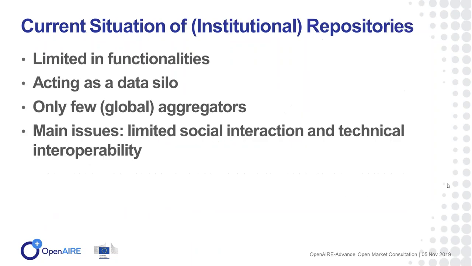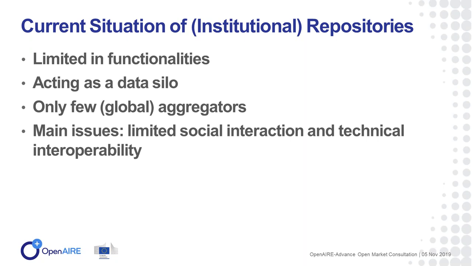Going to the next slide, there are some aspects that need to be improved. One of them is a limitation in functionalities. Repositories are often acting as data silos. There are only a few global aggregators like OpenAIRE, like BASE, like CORE, like La Referencia. But mainly the issues are a lack of social interaction functionalities and issues regarding technical interoperability.